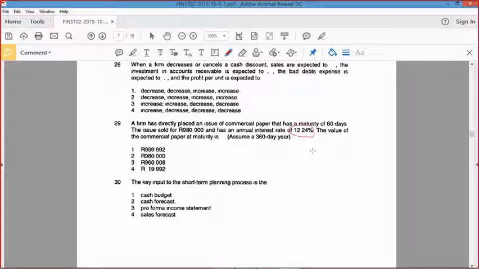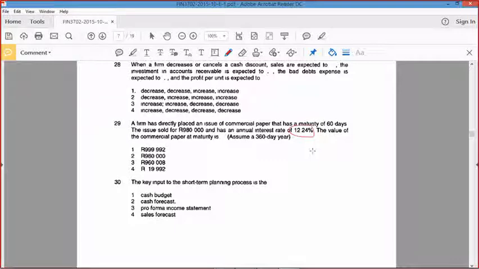So obviously, do you agree, if I'm issuing commercial paper and I'm selling it for 980, is the maturity value going to be greater or less than 980? Is commercial paper issued at a discount or not? It is issued at a discount. So if you're selling it for 980, you're selling it at a discount. So what's the answer going to be? It's going to be any answer bigger than 980, right? Yes. So obviously they gave you options, which the only answer is 1, right?